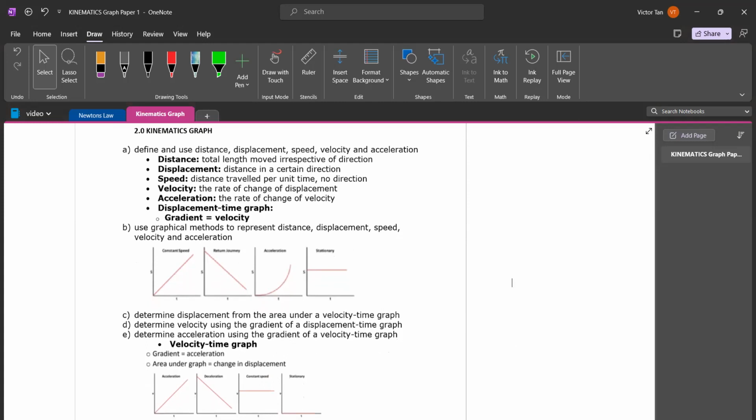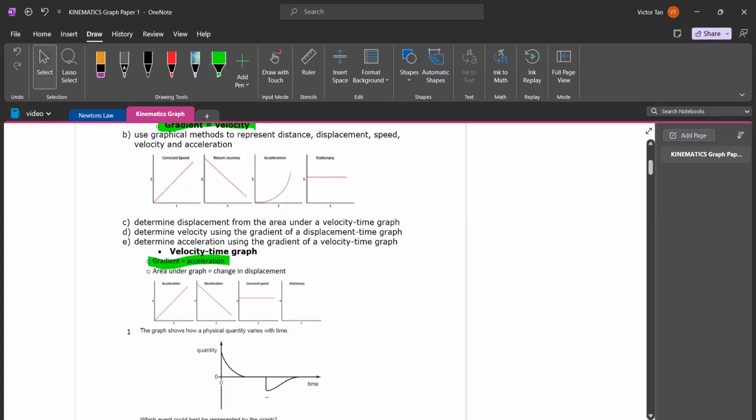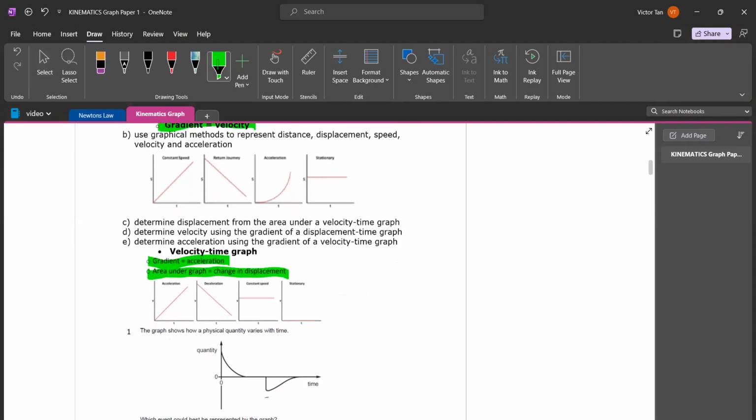So, what is so important about graphs? As you can see, there are a few graphs listed here that you need to know in kinematics. But what is important is gradient. The gradient of a graph sometimes represents something, sometimes it does not. For a displacement time graph, the gradient represents the velocity. And for a velocity time graph, there is another component, which is the area, which represents the displacement.